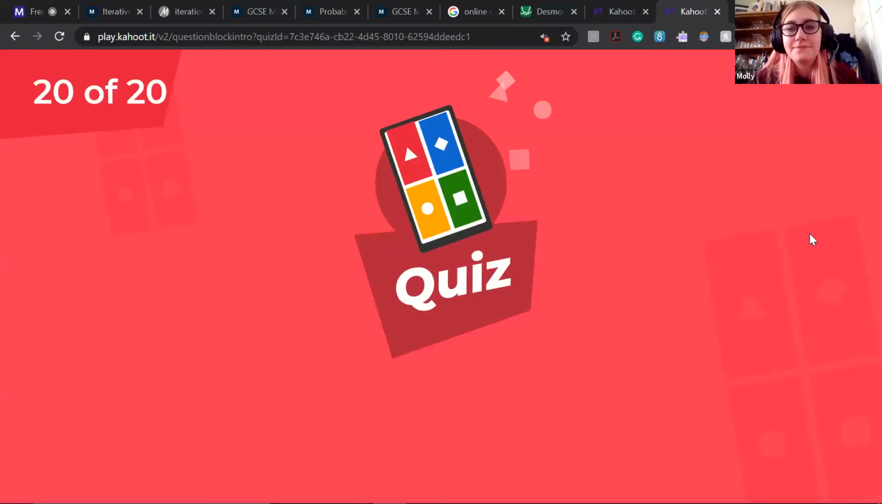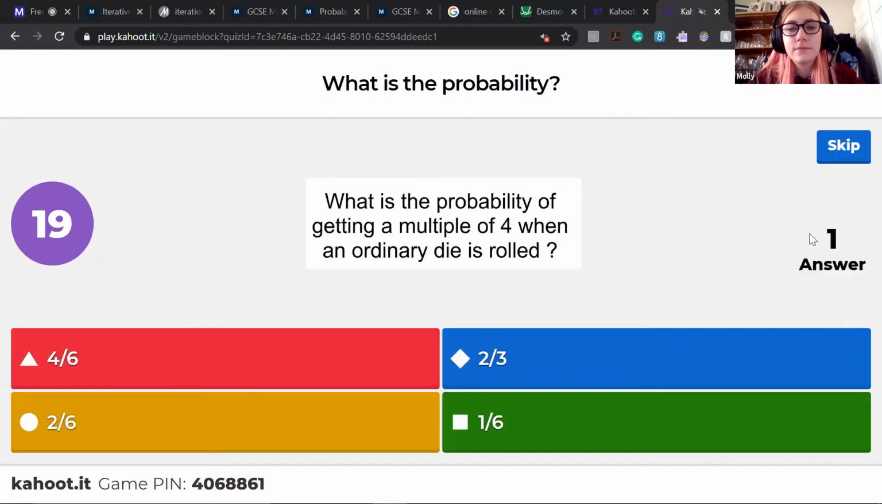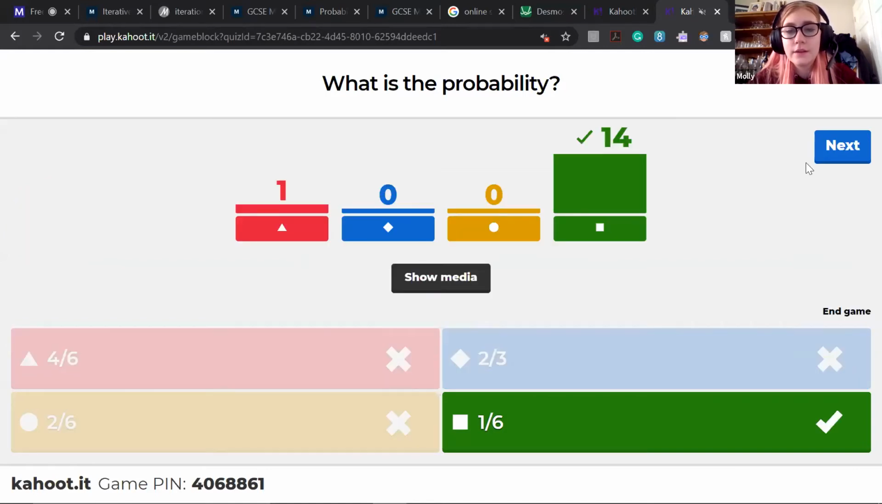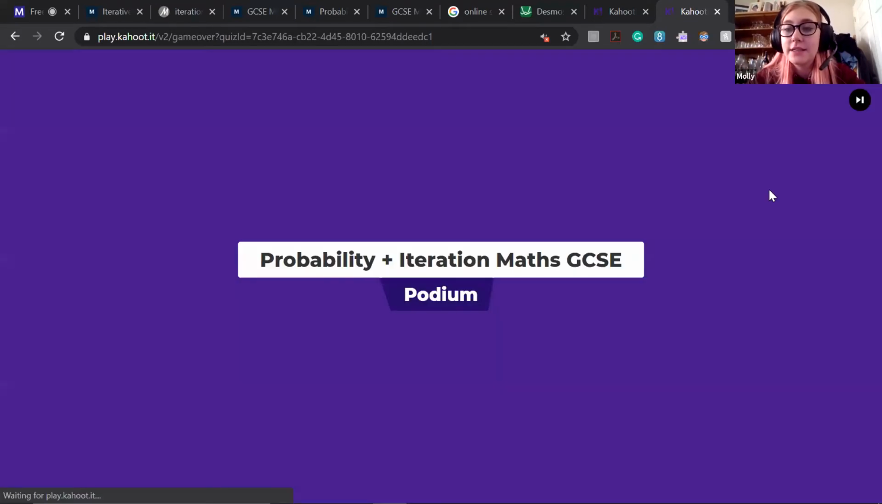Final question. Excellent. Yeah, the reason that it's 1 out of 6 is because there's only one number between 1 and 6 on a die that is a multiple of 4, and that's 4 itself. So that's 1 out of the 6.